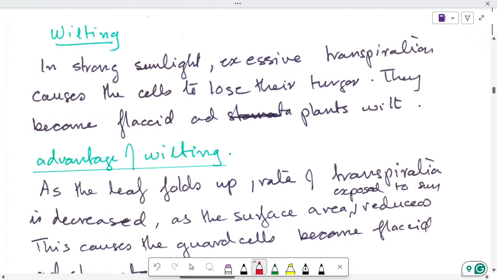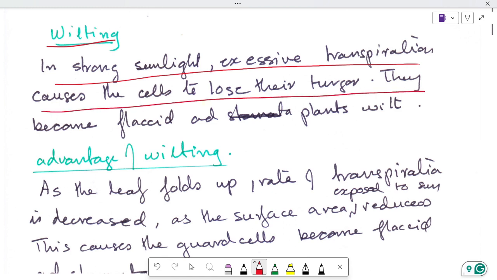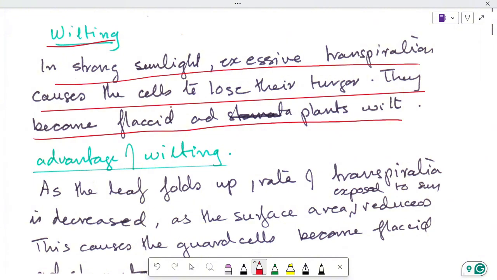Now we come to wilting. In strong sunlight, excessive transpiration causes the cells to lose their turgor. They become flaccid and plants wilt. Now, it has some advantages and disadvantages.